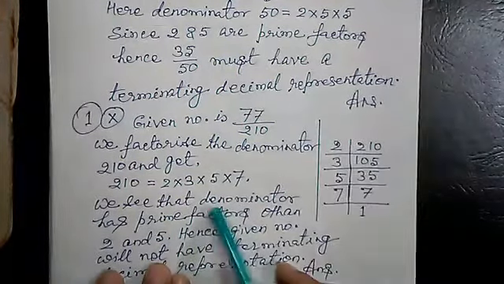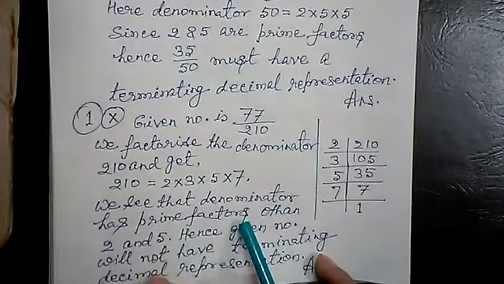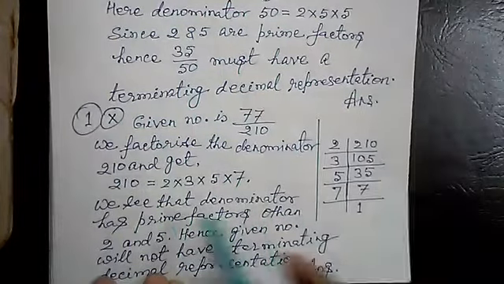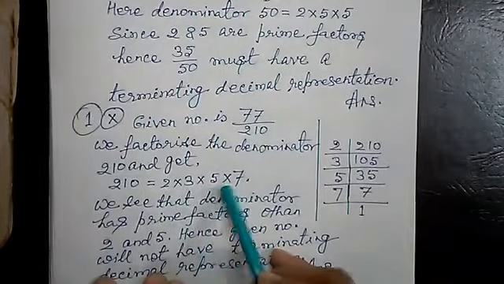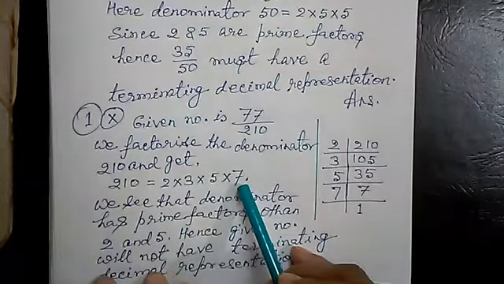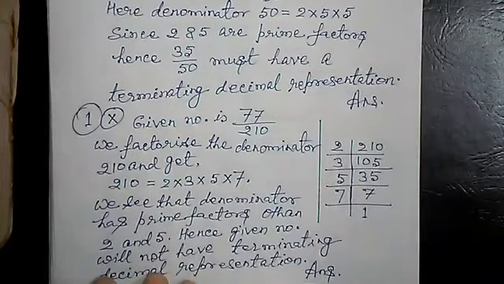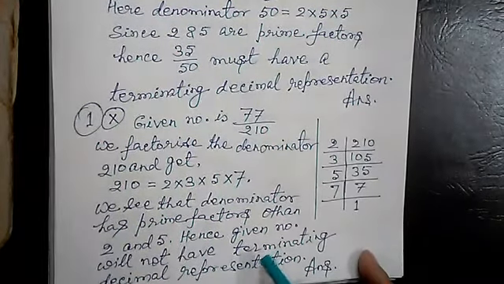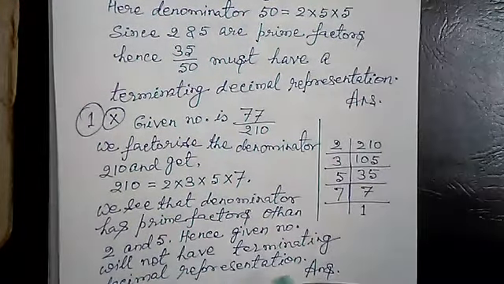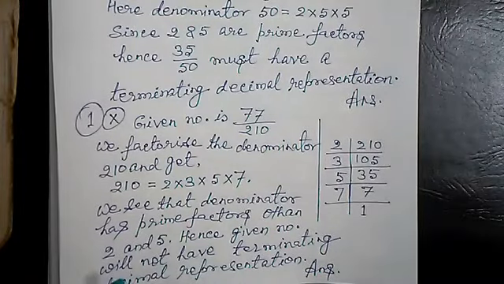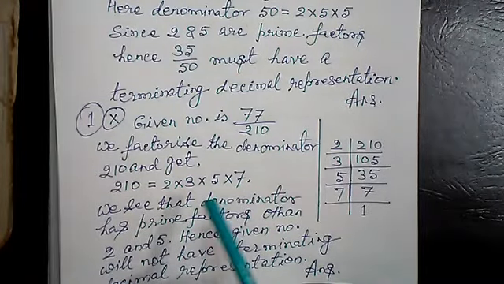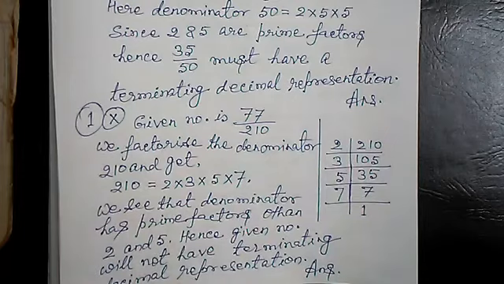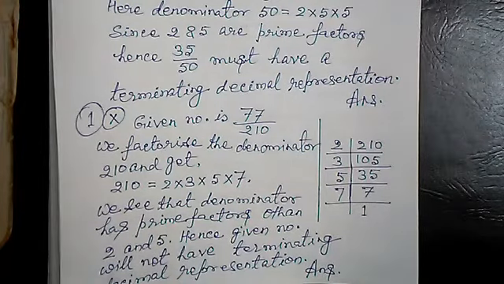Now we see that the denominator has prime factors other than 2 and 5. You see here, other than 2 and 5, 3 is there, 7 is there. These are the other prime numbers. Hence the given number will not have a terminating decimal representation, because apart from 2 and 5, 3 and 7 are also present there.